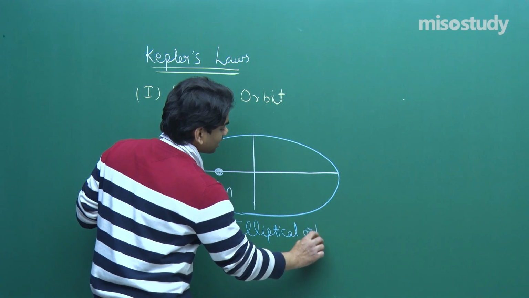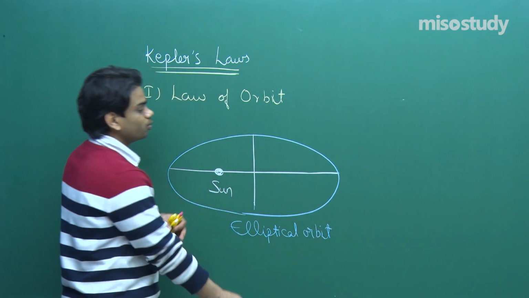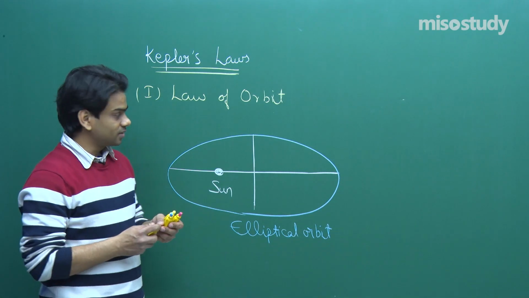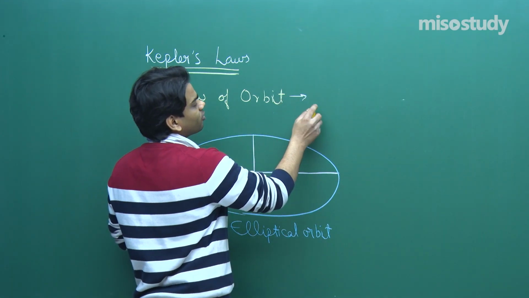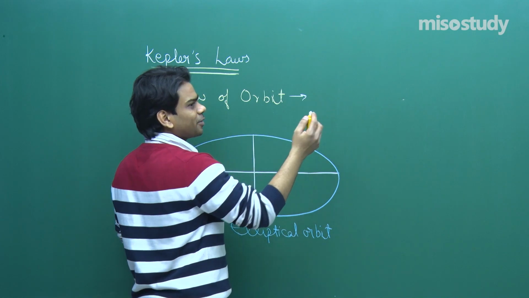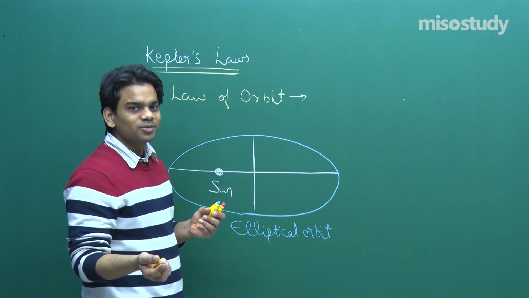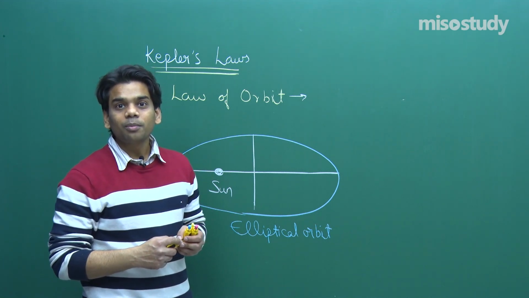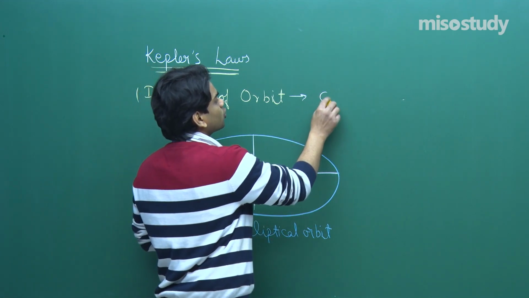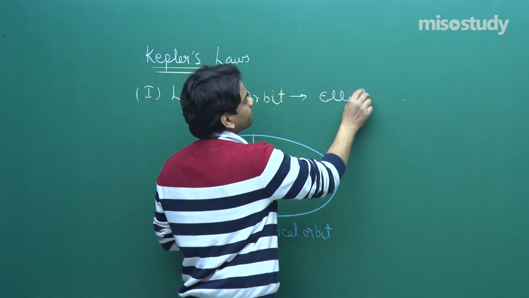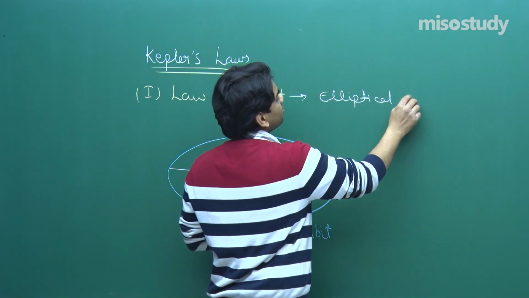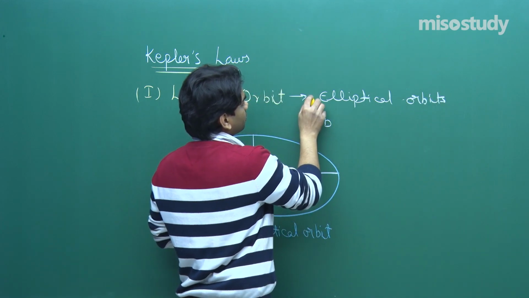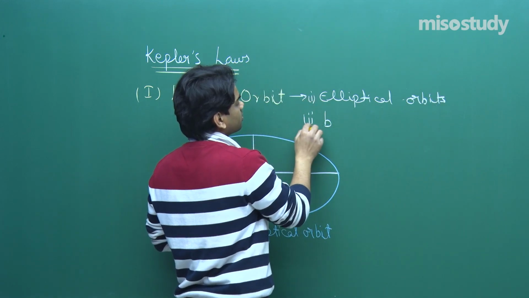So Kepler said that every planet is moving in an elliptical orbit and these orbits are bounded orbits. So you can take down this statement that I am saying: every planet moves around the sun in an elliptical orbit and these orbits are bounded orbits. So elliptical orbit, 1 point, and these orbits are bounded orbits. This is the first one, second one.